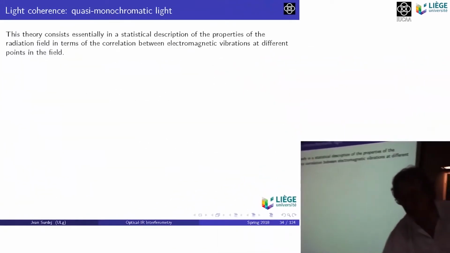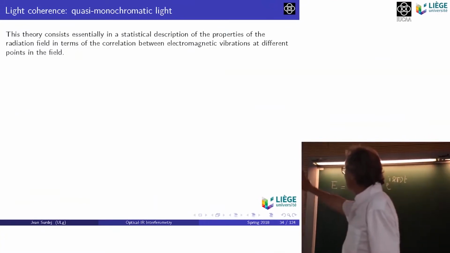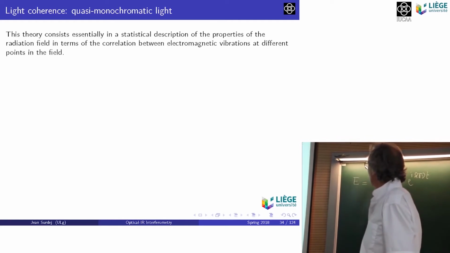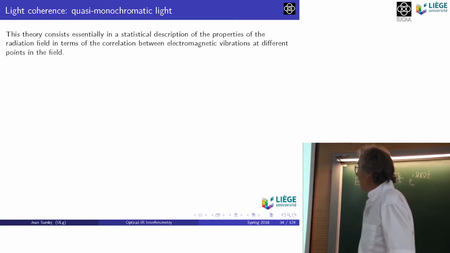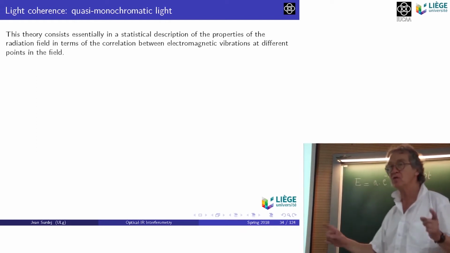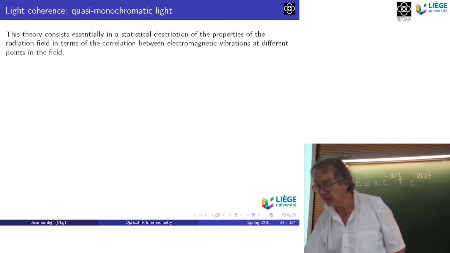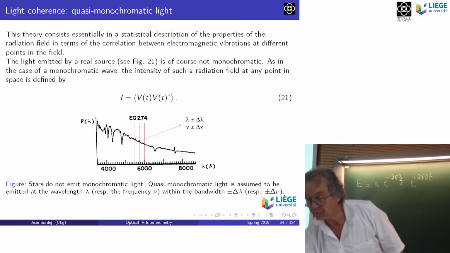Light coherence is a theory which essentially consists in a statistical description of the properties of the radiation field in terms of the correlation between electromagnetic vibrations at different points in the field. I will explain what that means.